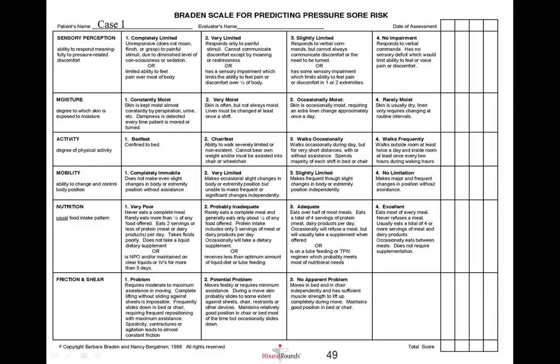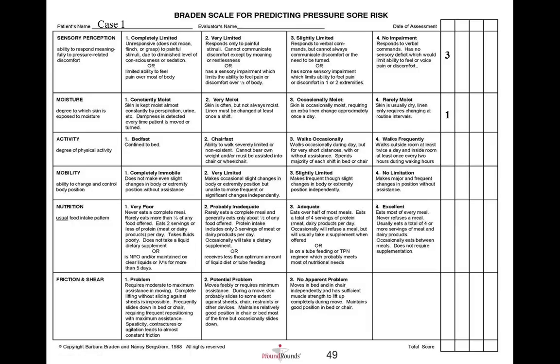Okay, so we're looking at sensory perception. Because we mentioned that she was alert and oriented ×1, she responds to verbal commands but cannot always verbalize her needs to staff. So we're going to score her as a 3 there. As far as moisture is concerned, she's incontinent of urine and stool, so we're going to score her as a 1 because she's constantly moist.